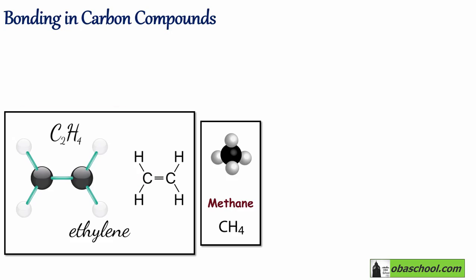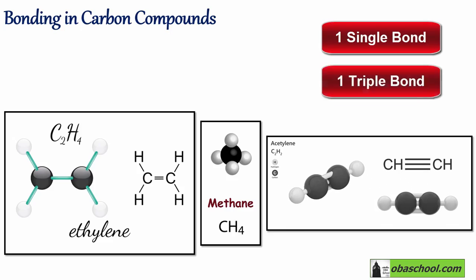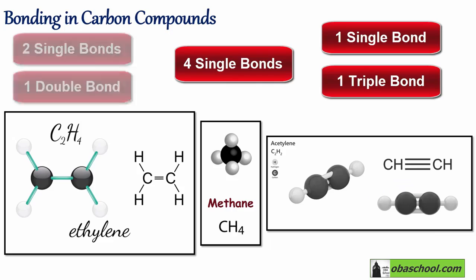Carbon can have 8 outer electrons also by forming 1 single covalent bond and 1 triple covalent bond, such as in ethyne, or acetylene. So we have C2H2. This carbon atom has 1 single bond with 1 hydrogen atom, and it has a triple covalent bond with another carbon atom. If we count the electrons, we will have 2 plus 2 plus 2 plus 2, and this is a total of 8. So carbon can have 4 single bonds, or 2 single bonds and 1 double bond, or 1 single bond and 1 triple bond.